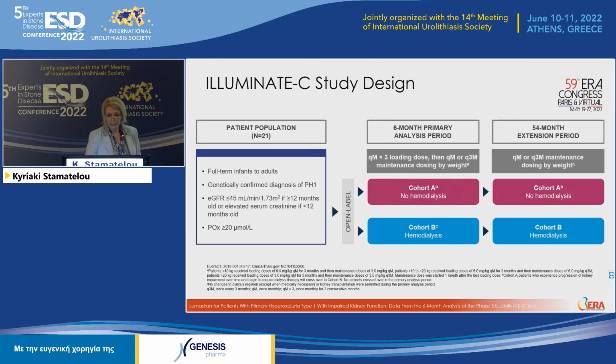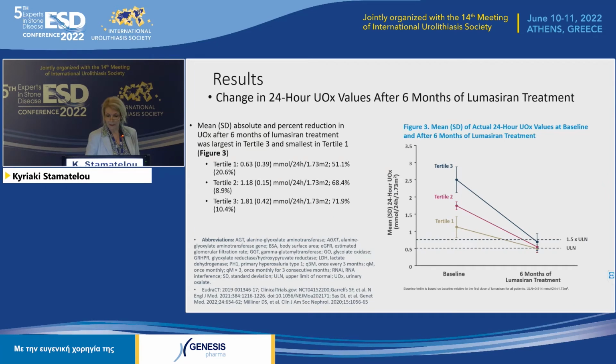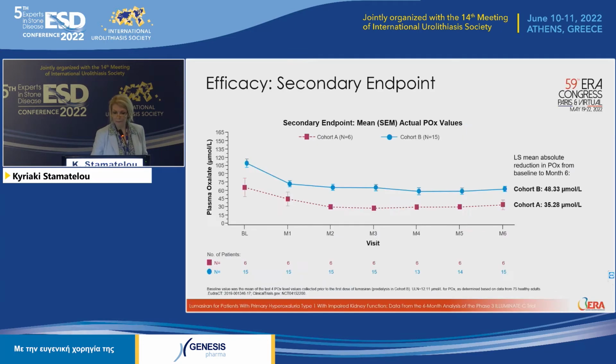Just a few slides for Illuminate C, which was the one that included dialysis patients as well, CKD and dialysis patients. It's interesting to see that the change in 24-hour urinary oxalate values was very impressive, regardless of the level of urinary oxalate at the time of diagnosis. You can see that no matter where the patient started, whether tertile 3, 2, or 1, this is higher, lower, and lower, they would all have a terrific drop, an impressive drop towards normal.